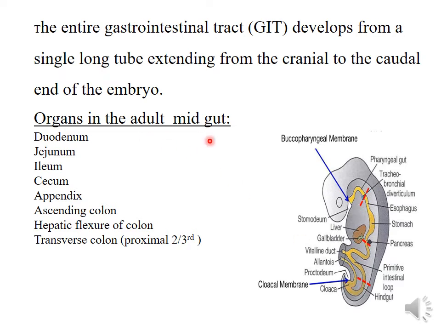The organs that are derived from the midgut include the duodenum, ileum, cecum, appendix, ascending colon, hepatic flexure of the colon, and the transverse colon, only the proximal two-thirds.